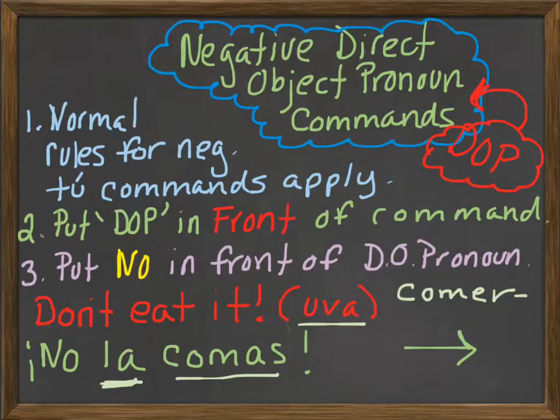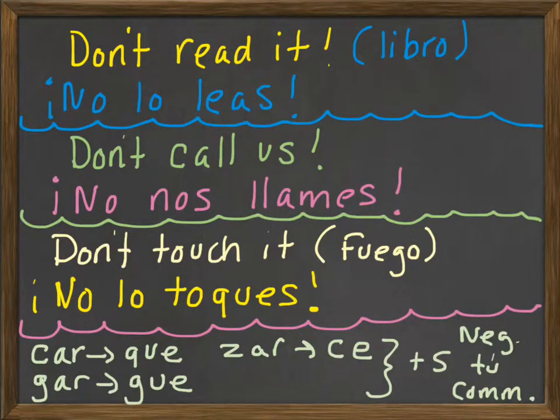So let's look at a few more examples and then we're all done. Don't read it. I'm talking about the book. It would be no lo leas. Don't call us. No nos llames. Don't touch it. Talking about the fire. No lo toques. Now look here. Toques came from tocar. It's a car, gar, zar verb. So down here, I'm reminding you, if a verb ends in car, gar or zar, these are the spelling changes you have to make before adding S when you're making your negative commands. So be careful of that.